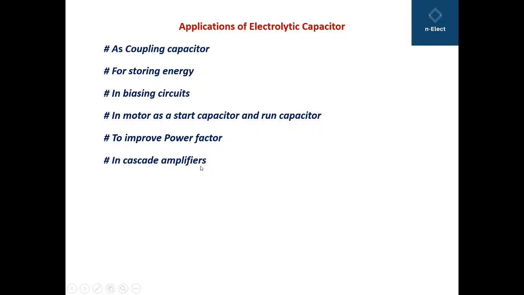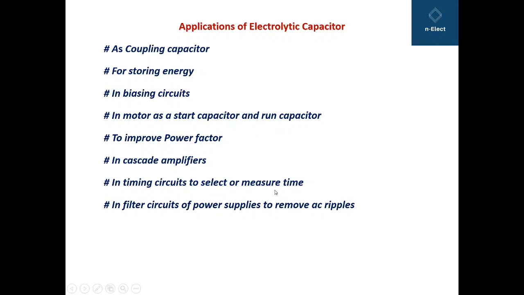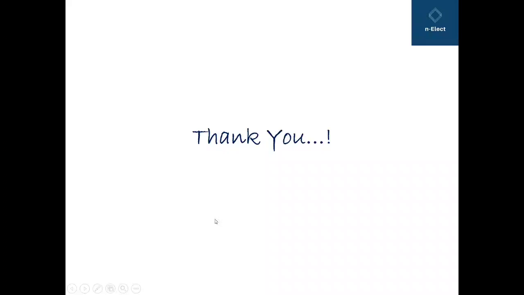Cascade amplifiers, meaning a number of amplifiers connected one after the other. In timing circuits also they are used to select or measure time. In filter circuits of power supplies to remove AC ripples or unwanted AC, and they are also used as blocking capacitors. So these are the different advantages or applications of the electrolytic capacitor.